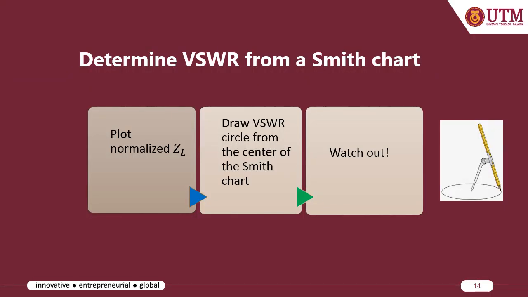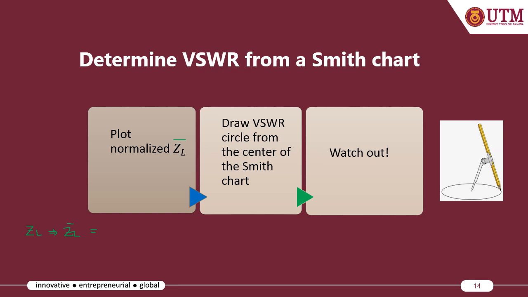Okay, next we are about to determine the VSWR from a Smith chart. So the first step is to plot the normalized ZL. Once you have the ZL, remember you need to find the normalized ZL. So you need to divide the real and imaginary parts by the Z0.